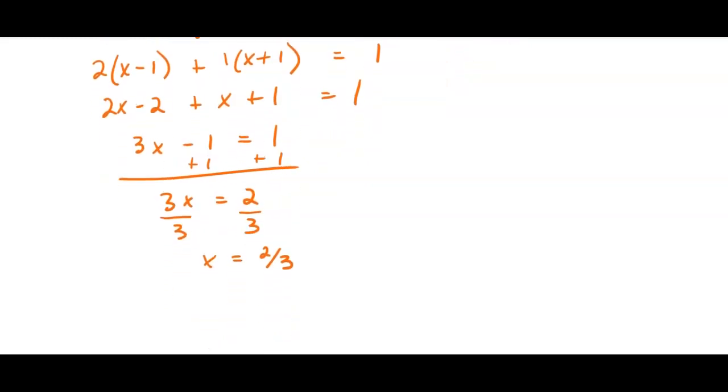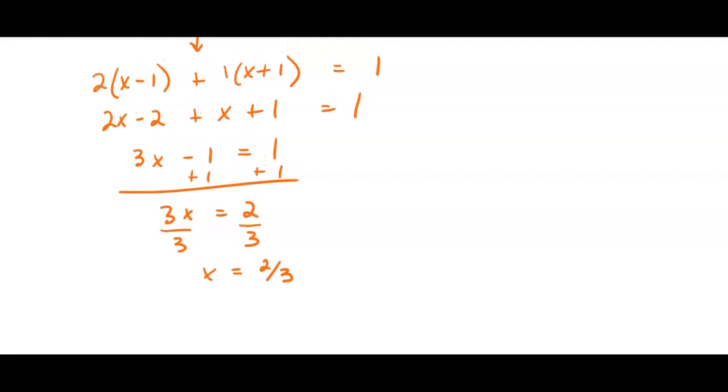Okay, now what were the extraneous solutions? Well, if you scroll back up, you're going to see that it says x cannot be -1 or 1. Well, we didn't get that for the answer, so we got 2/3, so 2/3 is okay.